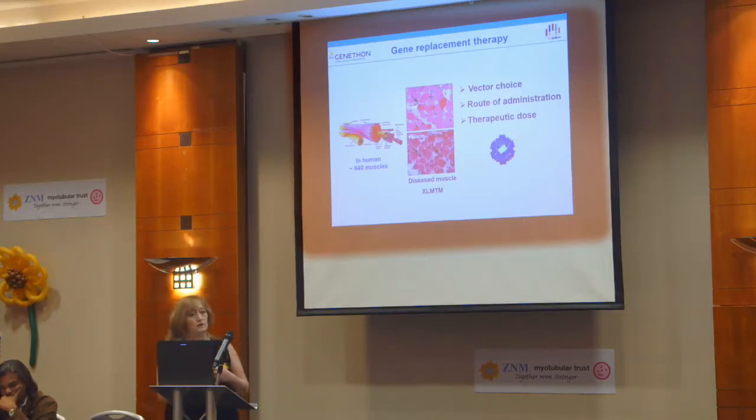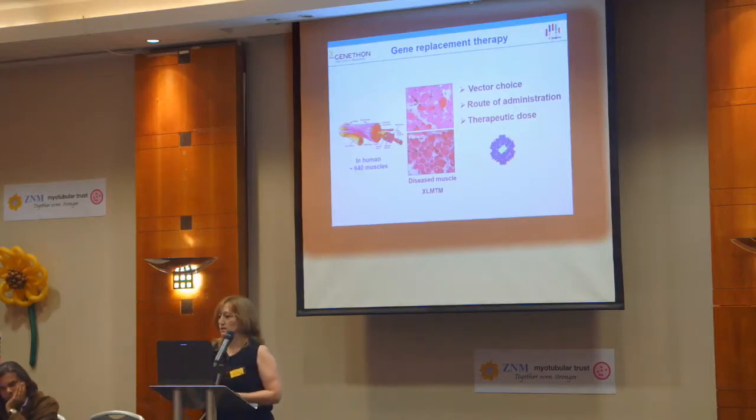And then, of course, we need to select the good route of administration for that particular disease and to identify the therapeutic dose, the amount of vector that will be required for the body to recover that function that is missing. A main challenge for a disease like myotubular myopathy is that it affects all the muscles of the body. And as you can see here, there are more than 600 muscles in the human body. So we need to find a way to reach all these muscles and to bring this piece of DNA with the normal copy of the gene, in that case, MTM1.